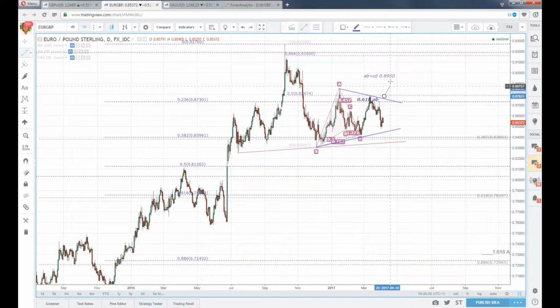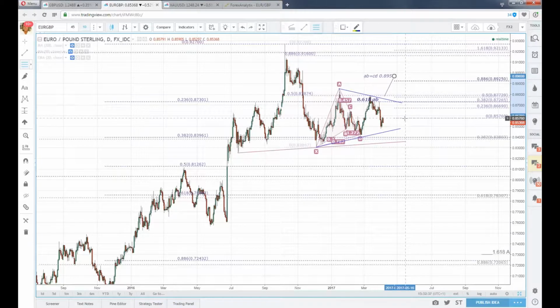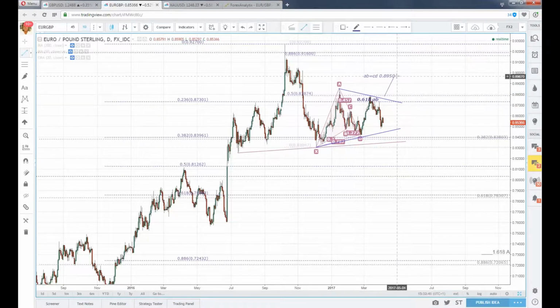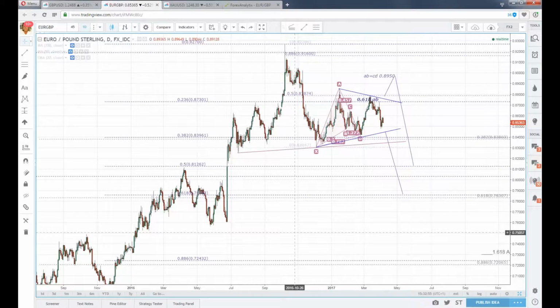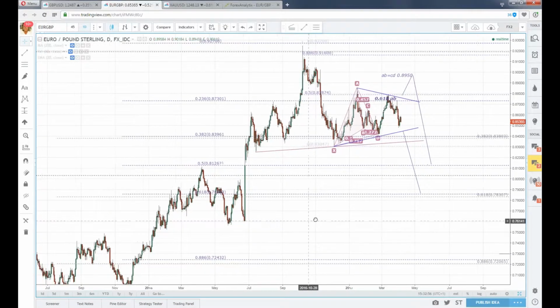We either do that and then lower to there, but if we break lower without going higher, then we'll go straight to here. So one of those two makes an equal leg with that first decline that we've seen. That's my view of the euro pound.